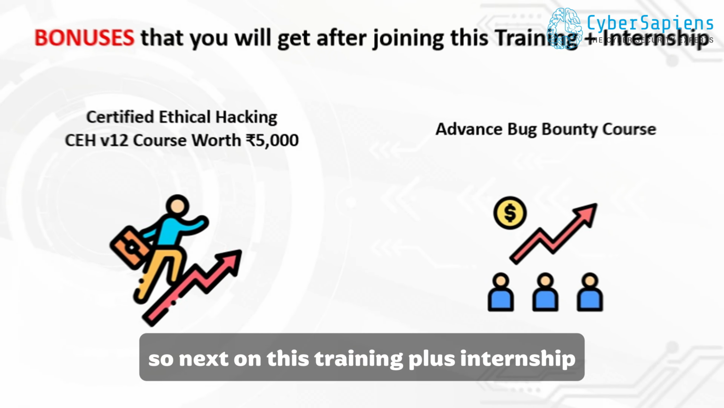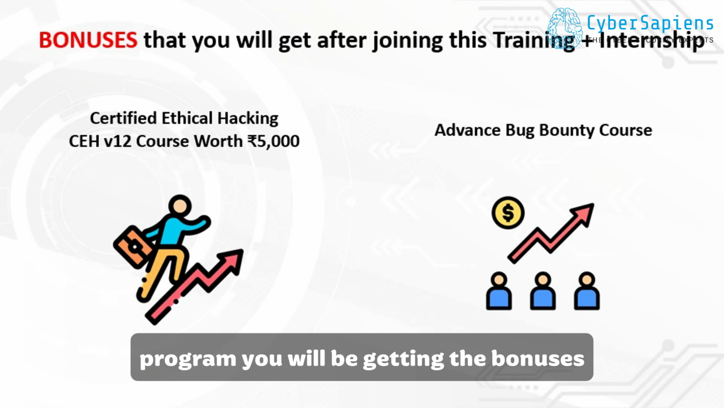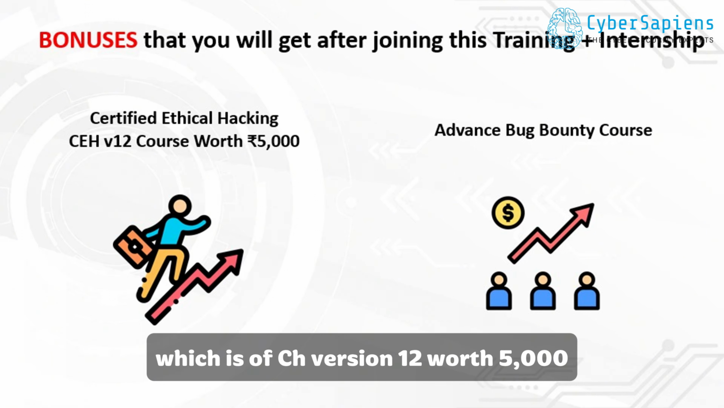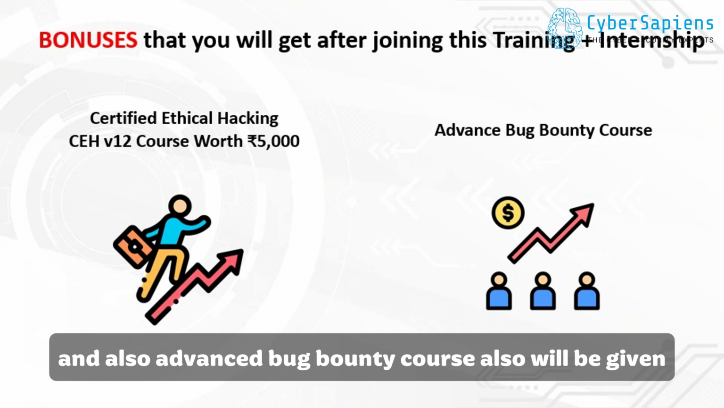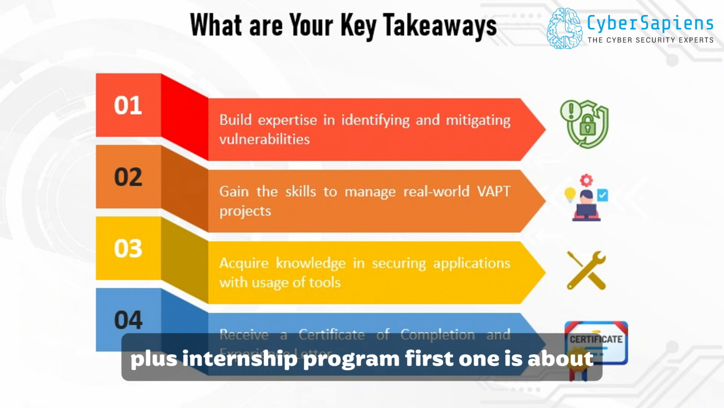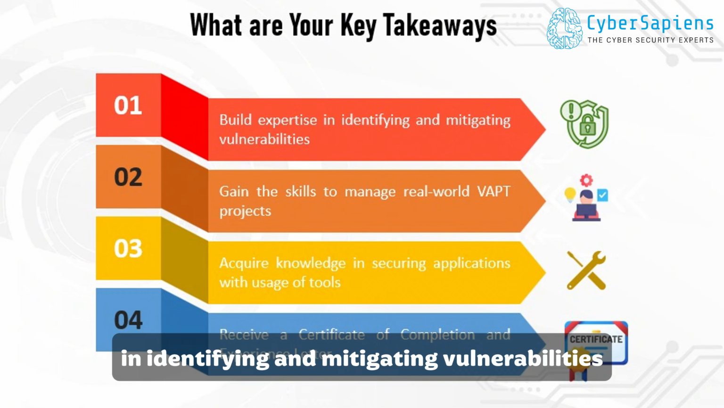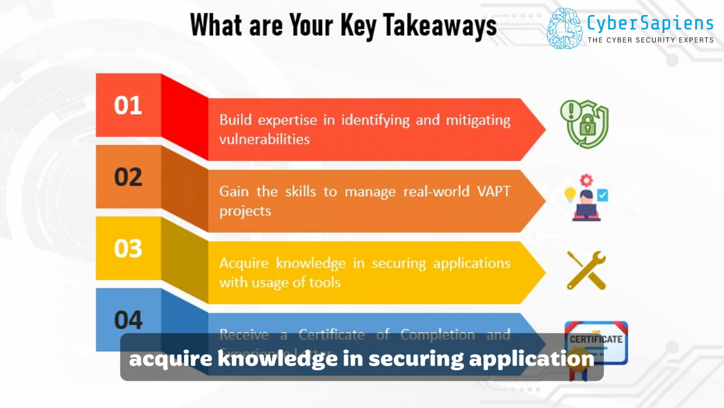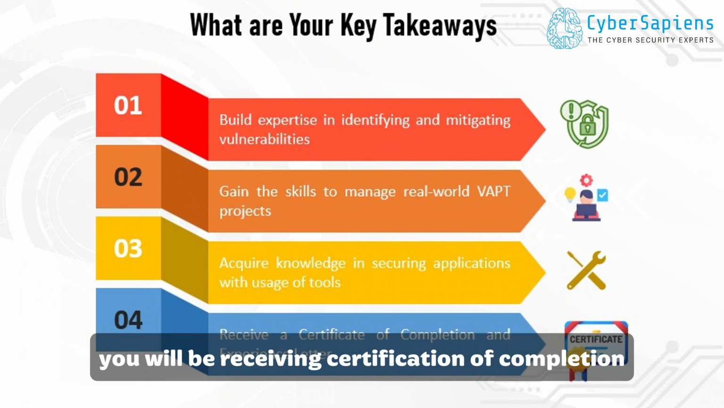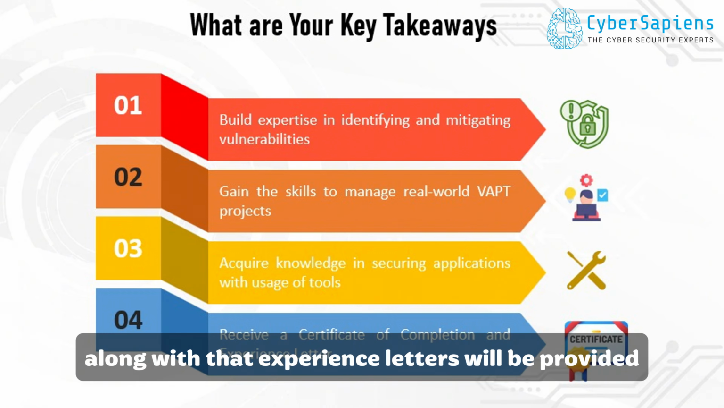Next, in this training plus internship program, you will be getting bonuses, that is the Certified Ethical Hacker course, which is CEH version 12, worth 5,000. And also an advanced bug bounty course will be given. So here are the key takeaways of this training plus internship program. First one is about building expertise in identifying and mitigating vulnerabilities. Coming to the third point, acquire knowledge in securing an application by using certain tools. And coming to the fourth point, you will be receiving a certification of completion. Along with that, experience letters will be provided.